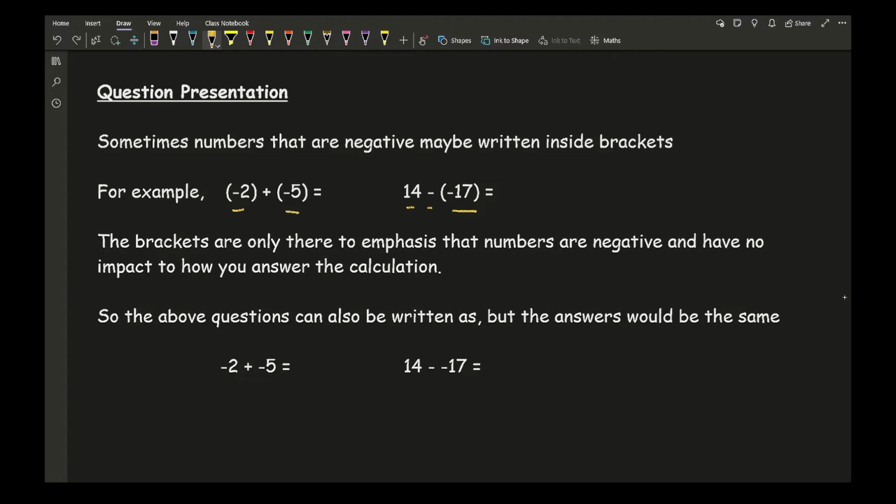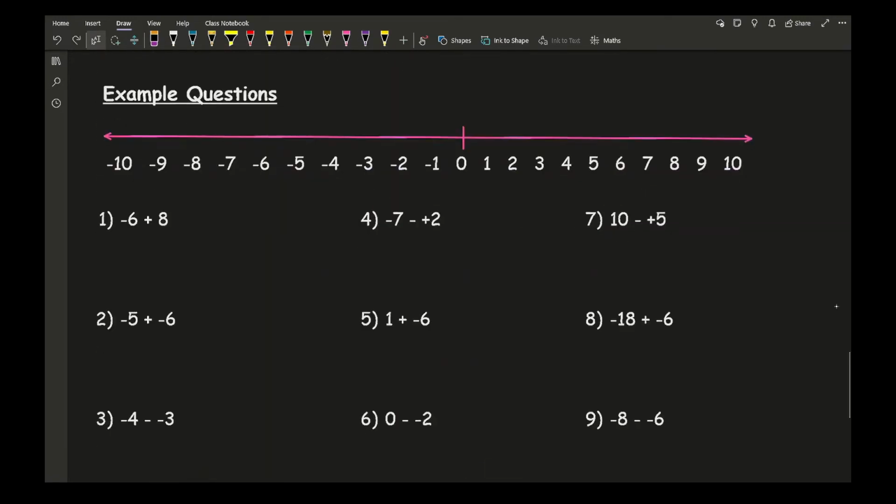So the first example can be written exactly the same as if the brackets weren't there. Now, if you have got a question that doesn't involve brackets, you don't need to add the brackets. And like I said, when we move on to some examples, we'll move forward. If you do have a question that does involve brackets, you can simply ignore them. You don't really need them. So again, it's entirely up to you. But if you see brackets, it's just to emphasize that the numbers you're dealing with are negative. I personally would probably rewrite the question without the brackets. So let's have a look at some example questions.